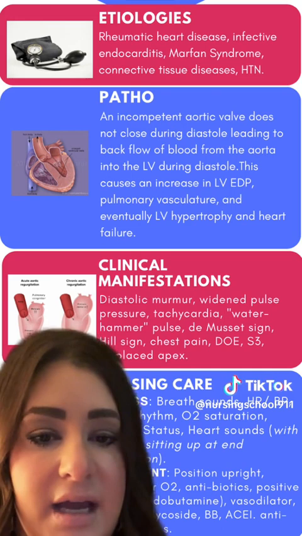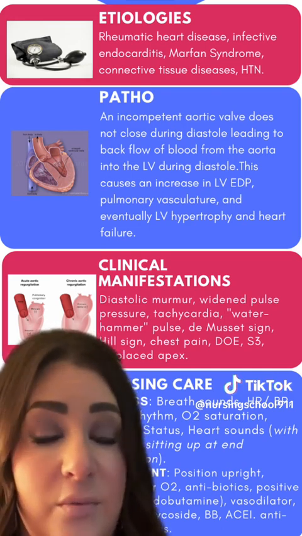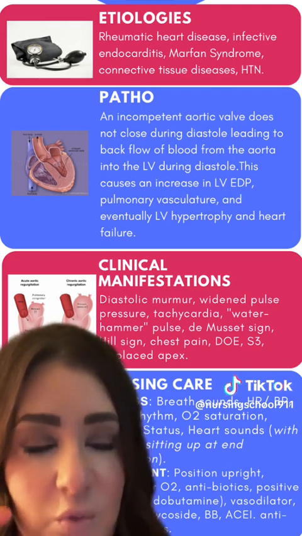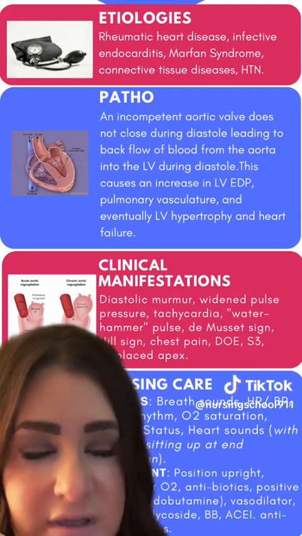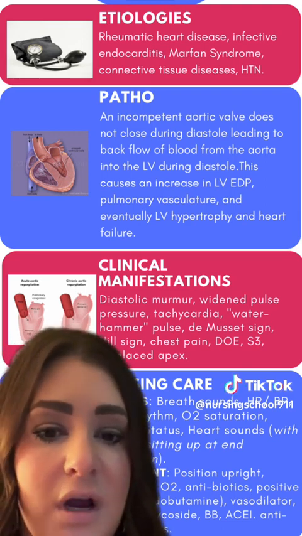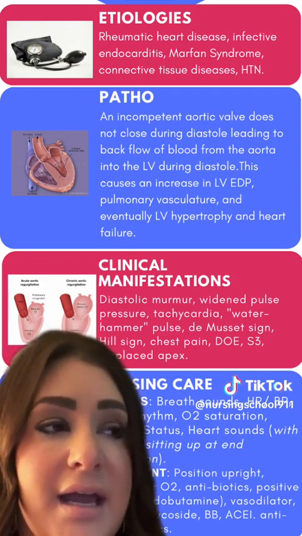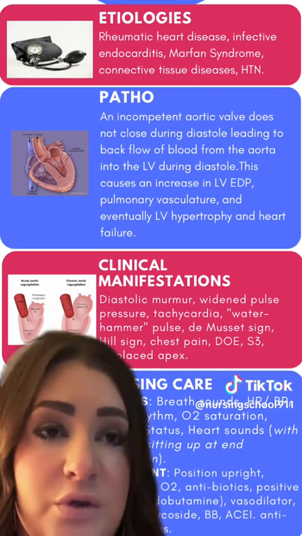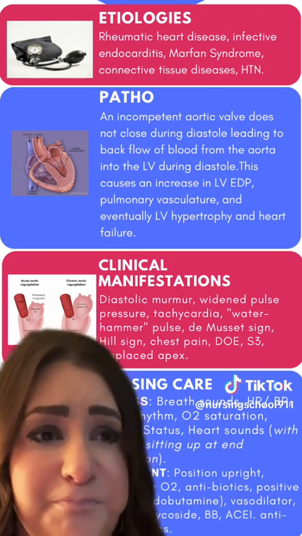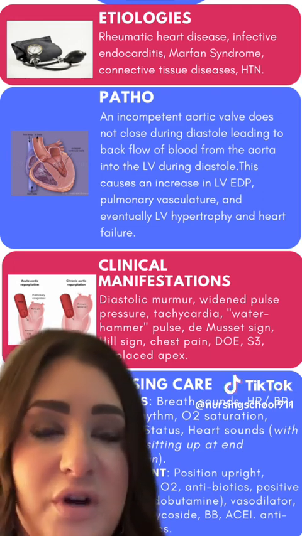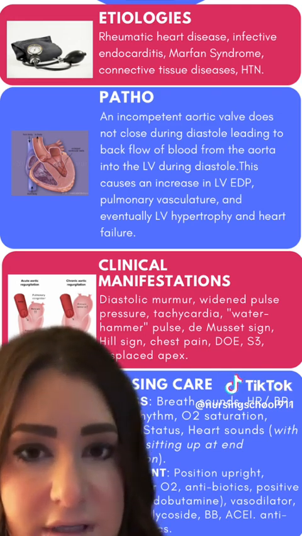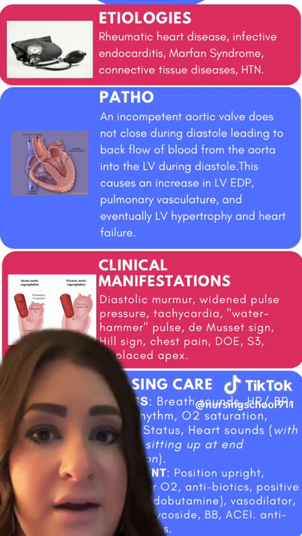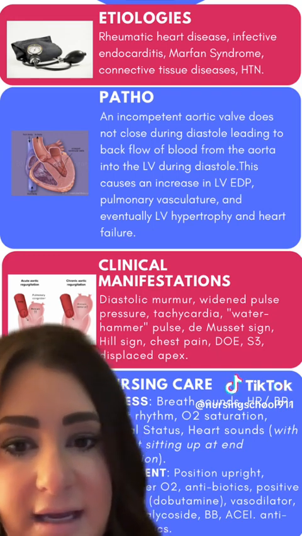Demusset sign, okay, and forgive me if I'm pronouncing that wrong, this is going to be a bobbing of the head with every heartbeat that we see in very severe aortic regurgitation. And it just has to do with those high regurgitant volumes causing increased pressure within the carotid arteries during every heartbeat. So you'll see that bobbing head.